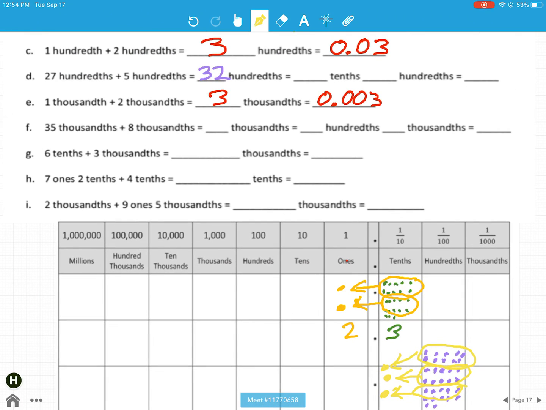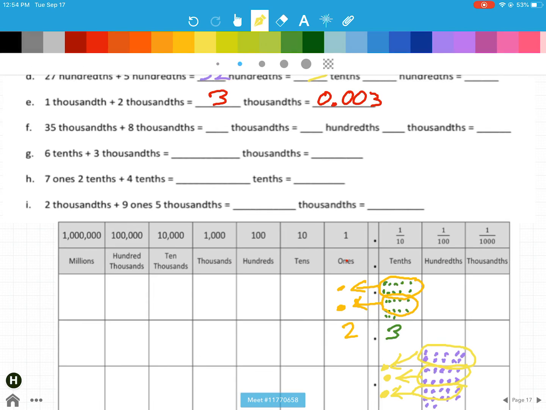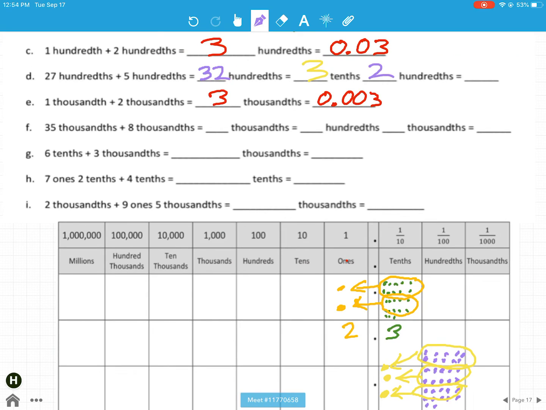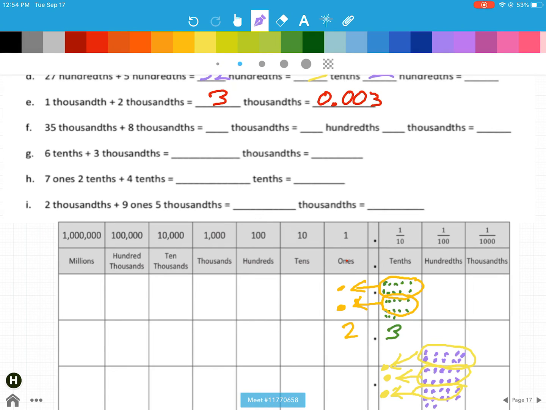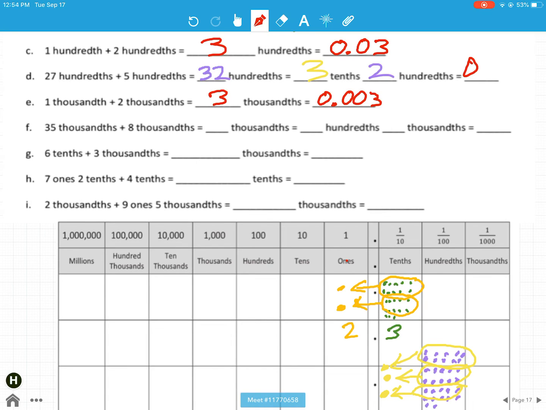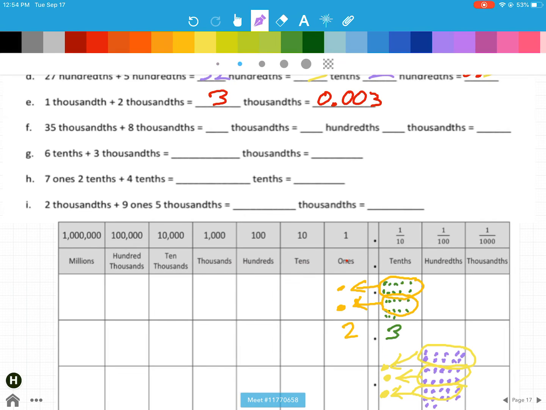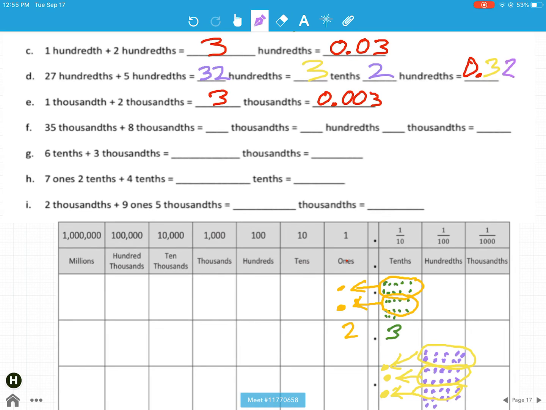So we have 3/10 and 2/100. So hopefully they can see how to put the 3 in the tenths place and put the 2 in the hundredths place.